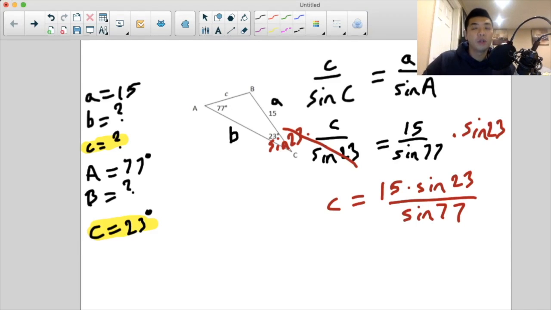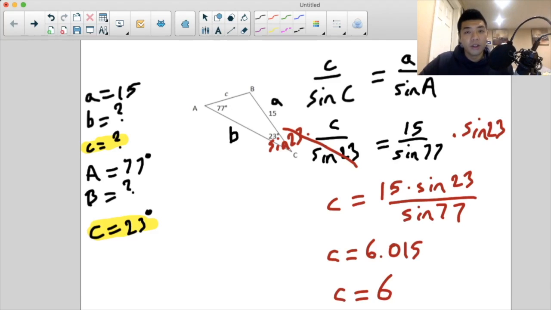When we enter this into our graphing or scientific calculators, we want to make sure we're in degree mode. If you aren't sure how to do that, hit mode and then scroll down to radian degree on the third line and make sure your calculator is set to degree mode. So we punch in 15 times the sine of 23 divided by the sine of 77. If we've done that correctly, we end up with c equal to 6.015, and we're going to round that to the nearest whole number. So c is 6 units long.